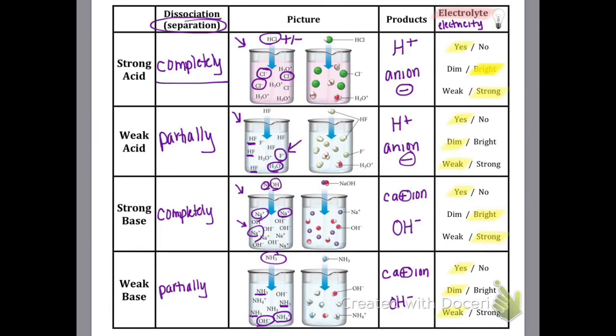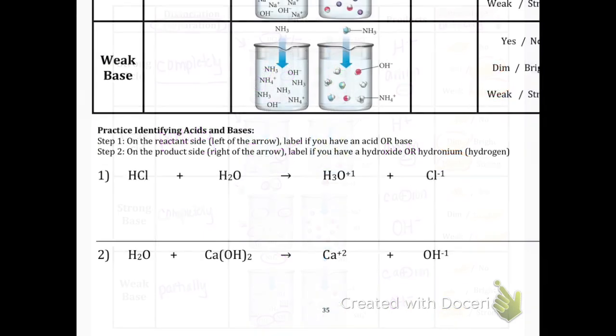So if you recap here, anything that is bright will be a strong electrolyte. Anything that is dim will be a weak electrolyte. So they will both light up. It's just going to be dim versus bright.